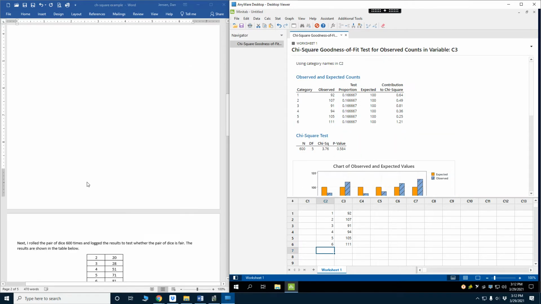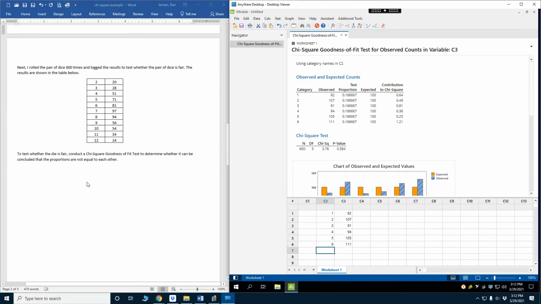So if I keep going with another example here, same thing with 2 dice. I'm wondering if the pair of dice is fair. My outcomes are 2, 3, 4, 5, 6, 7, 8, 9, 10, 11, and 12. The observed counts were 20, 28, 51, 71, 81, 97, 94, 56, 54, 34, and 14. That's the observed that we came out with.